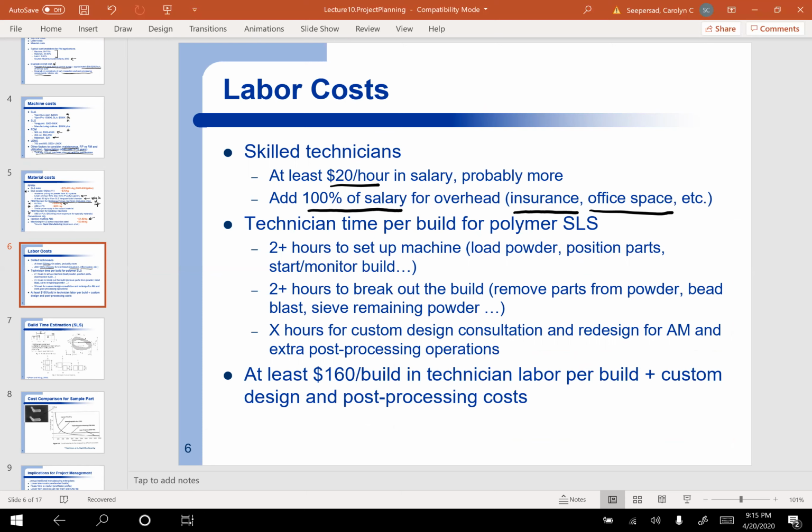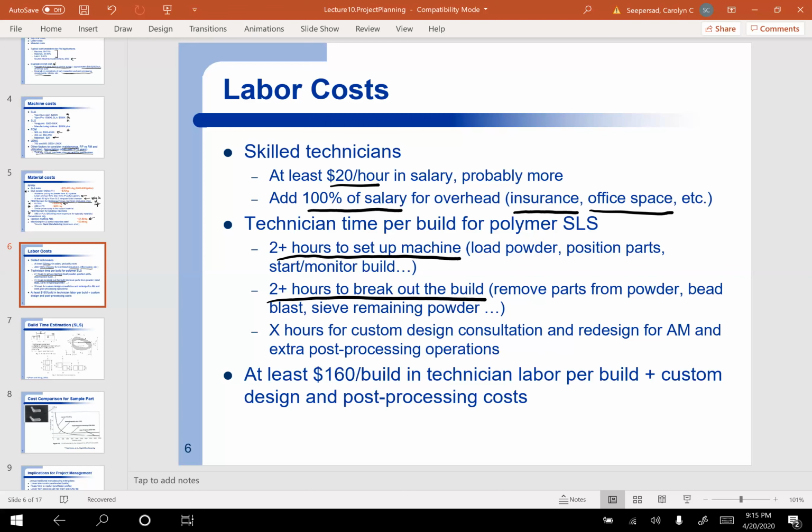In terms of the technician time per build for polymer SLS, if this is a full build, you're going to need some time to set up the machine. So you have to load the powder, position the parts in the software, start the build and monitor it. You're going to need some time to break out the build, so remove the parts from the powder, bead blast them, sieve the remaining powder and get it ready if you're recycling, say nylon 12. And so that's just to set up the machine and break out the build when it's done.